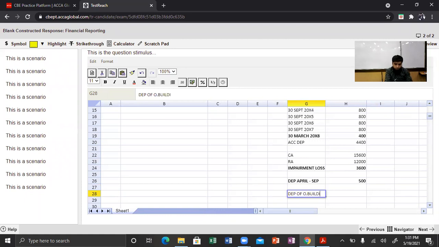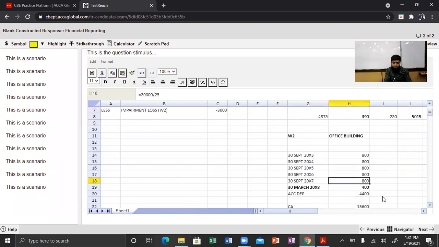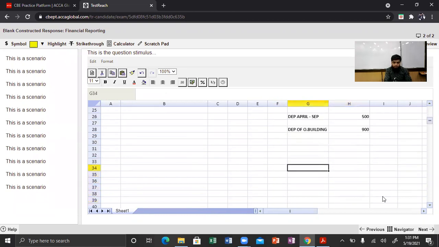Let's summarize this one. Depreciation for the office building is 500 plus 400 for the first 6 months. That means 900 of depreciation should be charged, or debited, to the retained earnings account. We'll do it, but first of all, let's make an adjustment for the factories. Let's go to working 3, that is for factories.